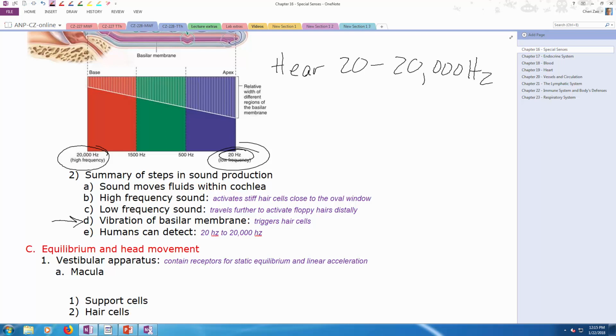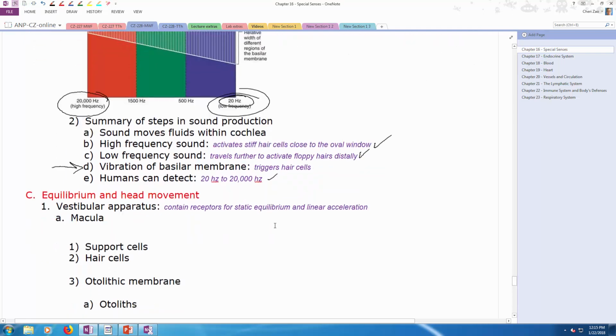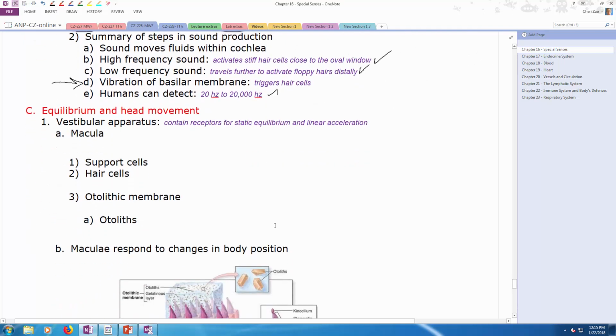Sound is going to move the fluids within the cochlea. High-frequency sound activates stiff hair cells close to the oval window. Yep, I think we got that understood. And low-frequency sounds travel further to activate what end up being rather floppy hair cells distally. Humans detect 20 to 20,000 hertz. Now, that's the cochlea, which is involved in hearing.